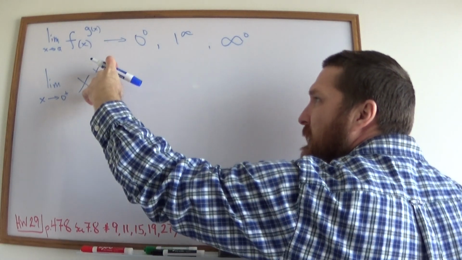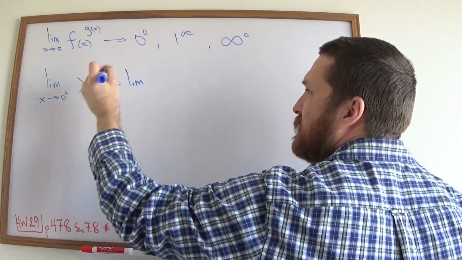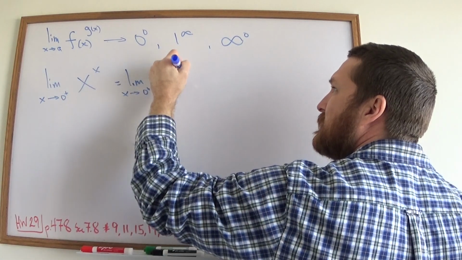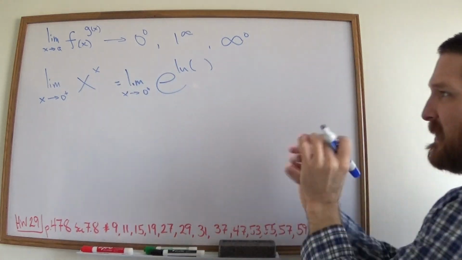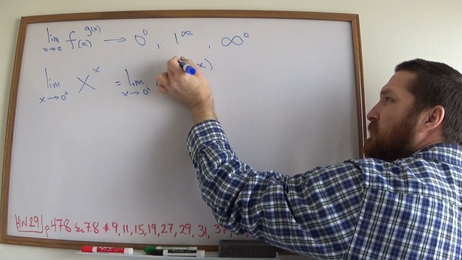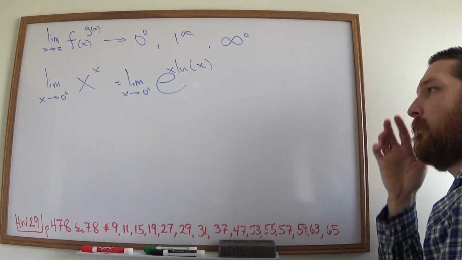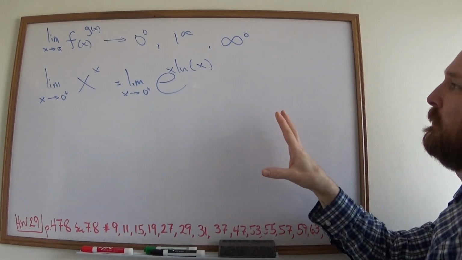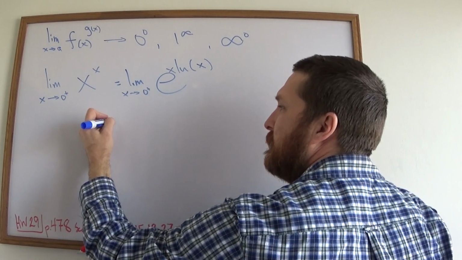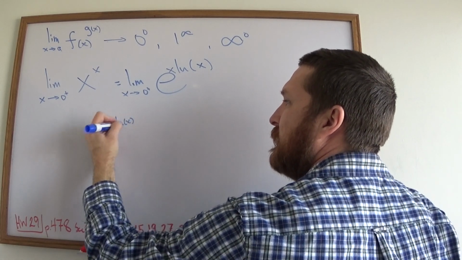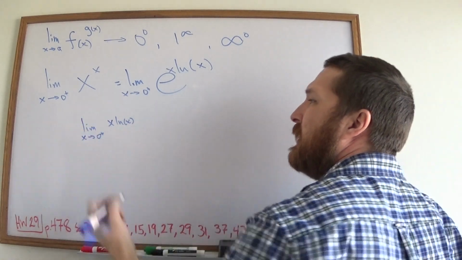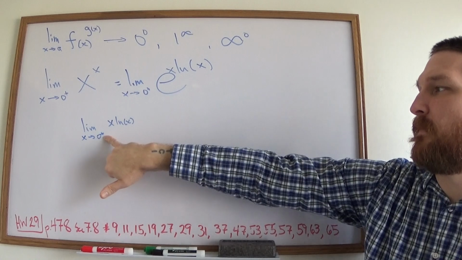Let me just rewrite this. I'm not changing anything. I'm going to rewrite this as e to the log of the stuff, where that stuff is x to the x. But instead of writing my x right here, I'm going to drop it down to here. Now e doesn't change, so really what I'm looking at is the behavior of this function as x goes to 0 from the right. And now you see why the book said from the right.